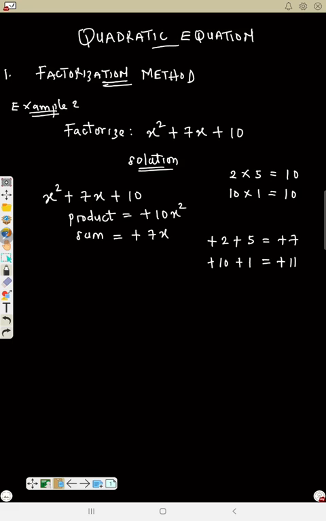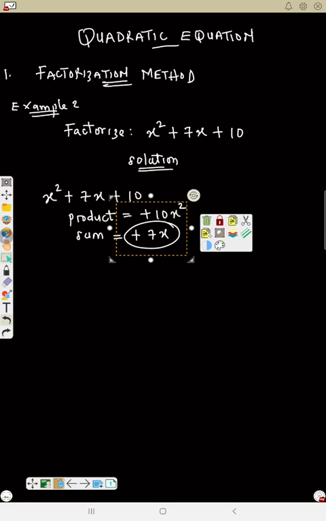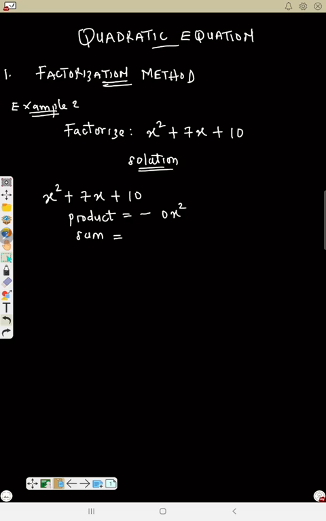So you can easily say the one that will give us 7 is plus 2 and plus 5. So I'm using this one, and I will not use this. You use the one that will give you the product and the sum at the same time. So the two numbers are plus 2 plus 5. And note, any one can come first here. If you like, you can say plus 5 plus 2. Any number can come first. It's still the same. So you can use any one.